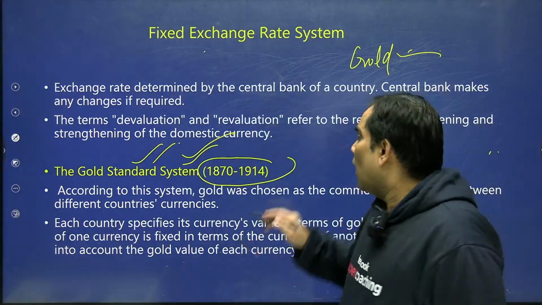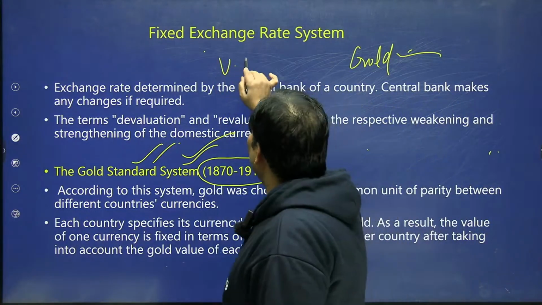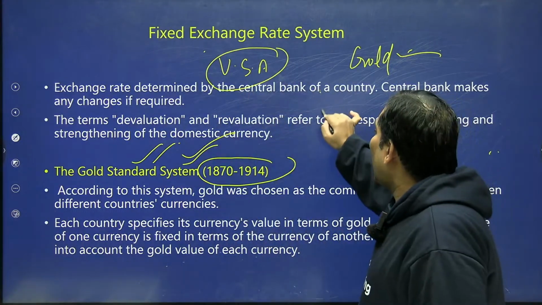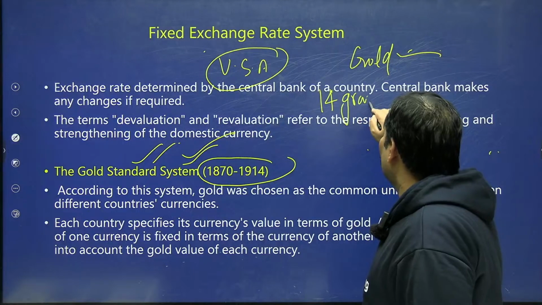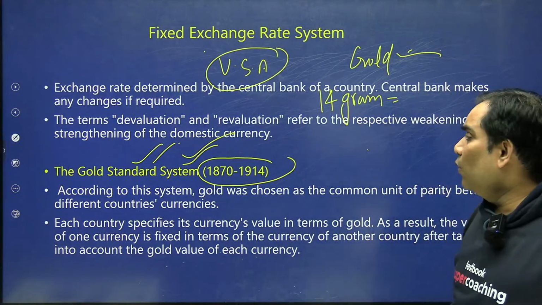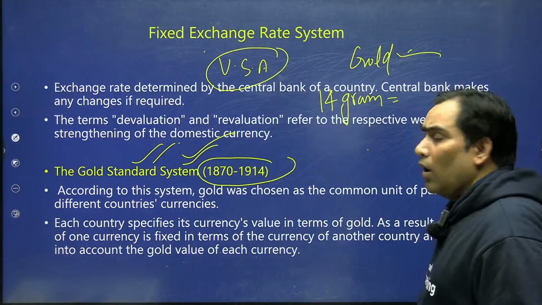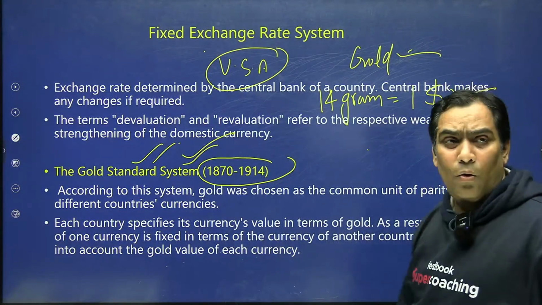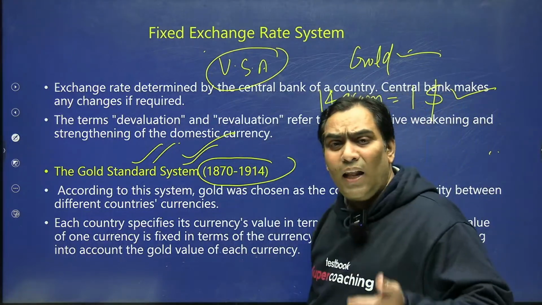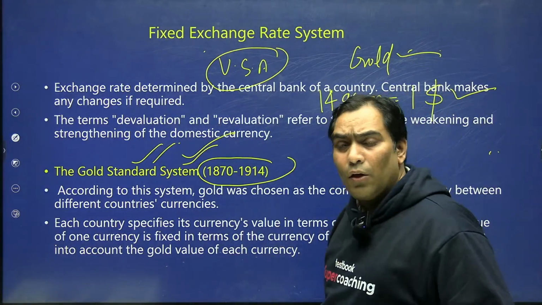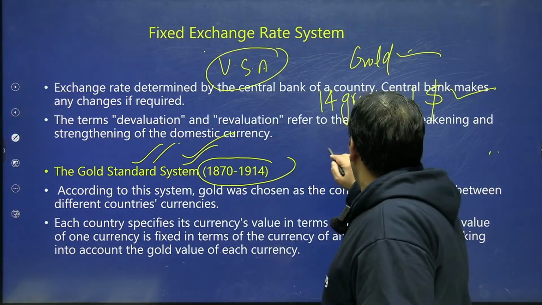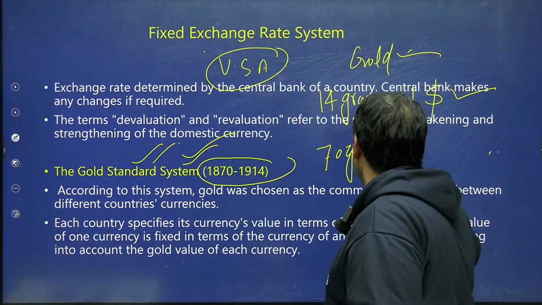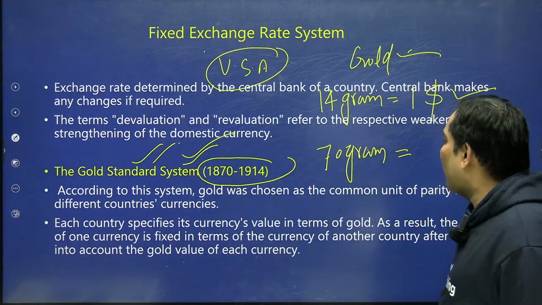Suppose USA is going to print a currency. Please try to understand this. If the US has 14 grams of gold reserve, the US is going to print $1. Whereas on the other hand, if the UK has, suppose, 70 grams of gold, it is going to print 1 pound.